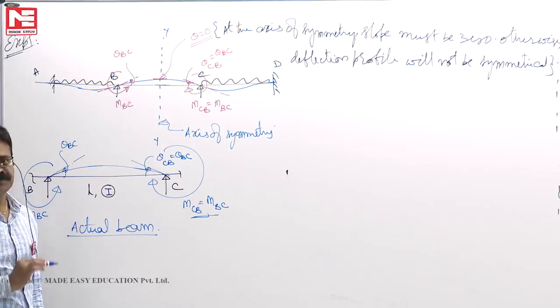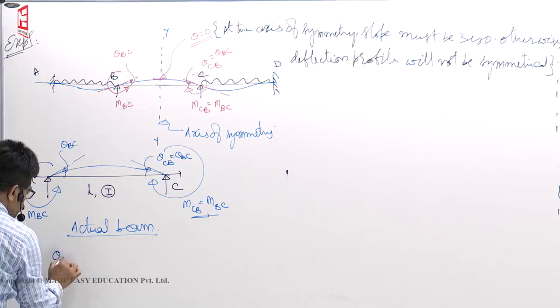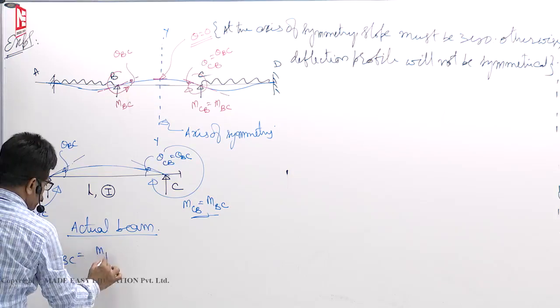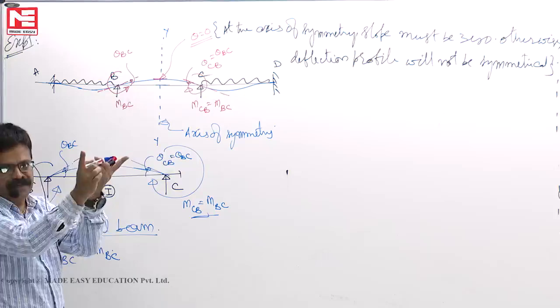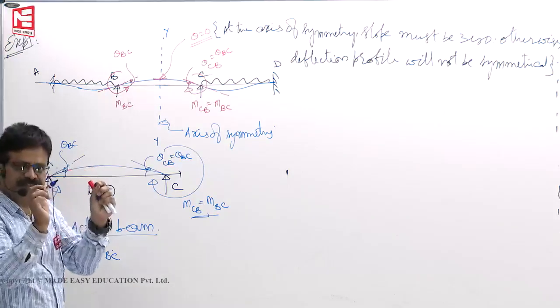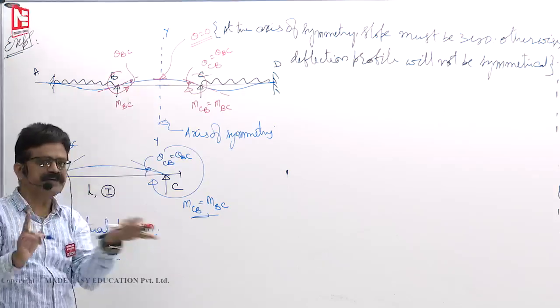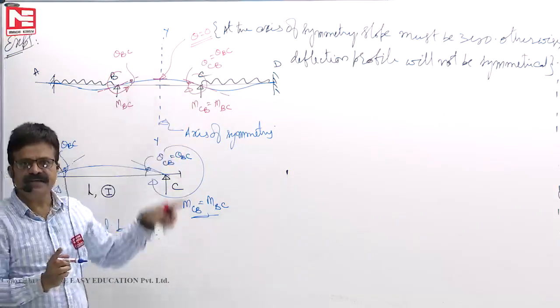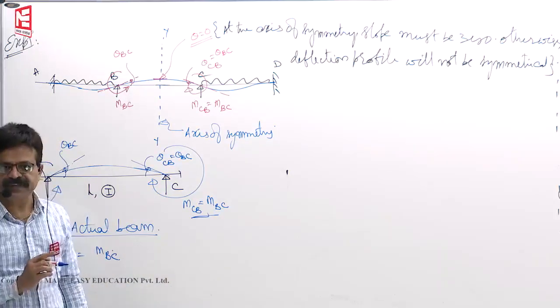Actual beam deflection profile. Okay. Now, for this one, theta BC we know. It is like a simply supported beam subjected to two end moments. A rigid joint, if you want to remove the rigid joint, make it a simple support and apply moment. As long as deflection profiles match, then what support they are, you don't have to worry.